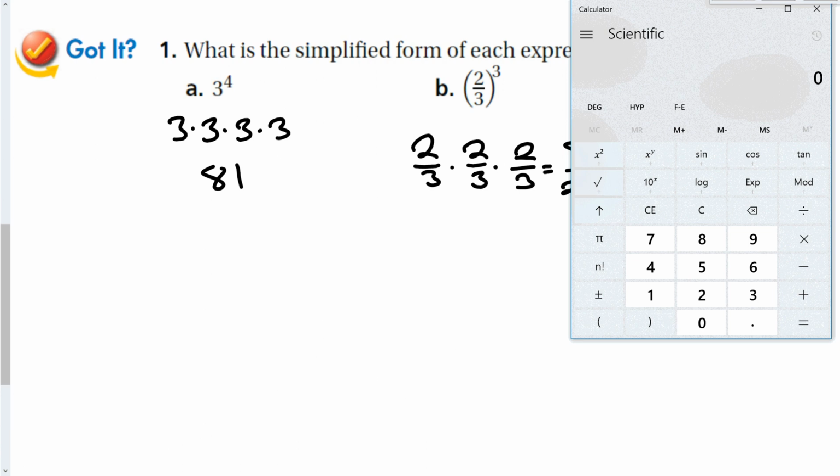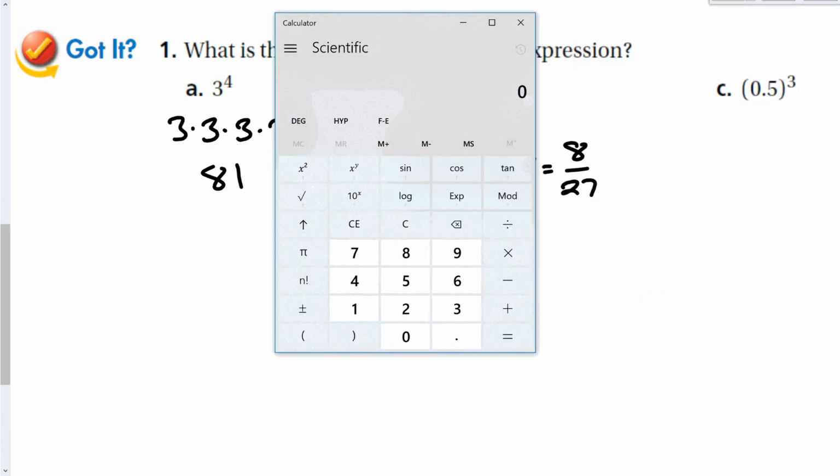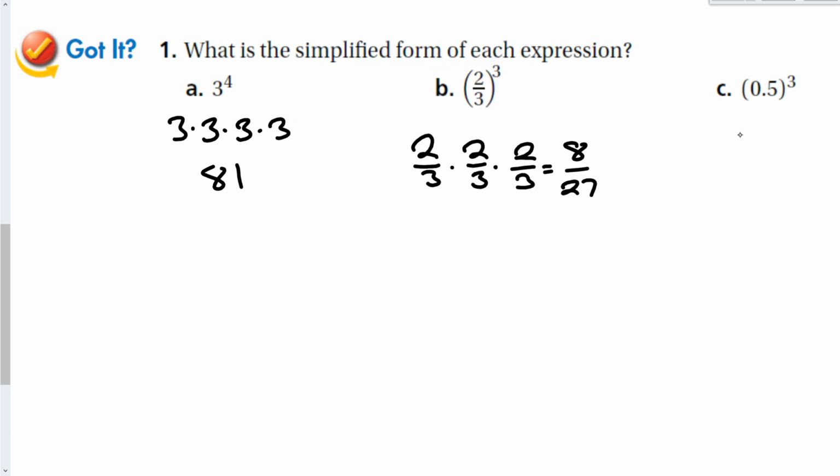Okay. And for the last one, 0.5, let's look at a calculator. Okay. And hopefully on your calculator, you can see that we have a button right here that has some sort of exponent there. We have our button right there for squared, okay? But this button right here is going to be our x to the y power. So when we raise 0.5 to the third power, we get 0.125.